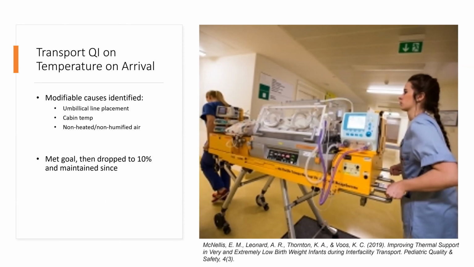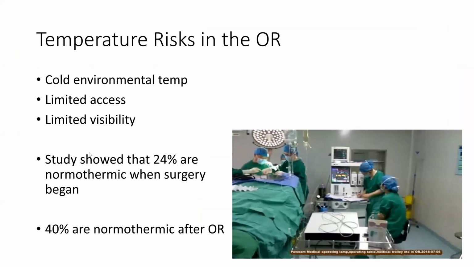And they identified a couple points in the care that was happening that they thought were modifiable: the umbilical line placement, the cabin temp, which sometimes we cannot control, and whether or not they were using unheated and unhumidified oxygen or air supply or respiratory support. They have since met their goal of getting below 20% hypothermia on admission. They've dropped it to 10% and they continue to maintain it. So really hats off to them. They're at Children's Mercy, and really great paper that they published about that.